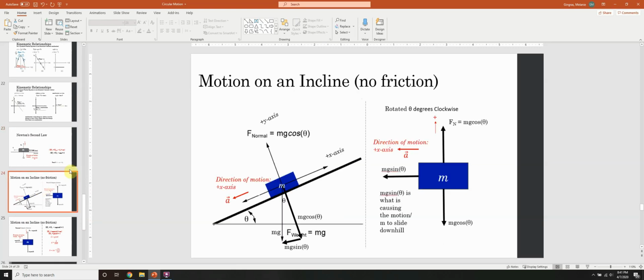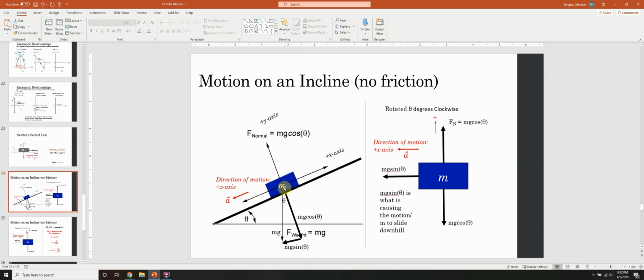All right, and then this is review from last week. So if we have motion on an incline, and this is the scenario with no friction, so here's our mass, right? It's sliding downhill. This is the direction of our acceleration. What's making this move, what's driving this mass downhill is mg sine of theta. That's the external force driving the system. Then for the normal force, it's a little bit different when we're on a slope, right? The normal force is equal to mg cosine of theta, right?